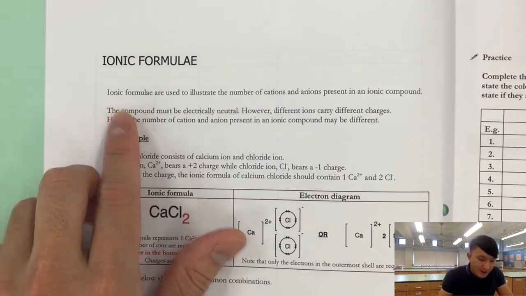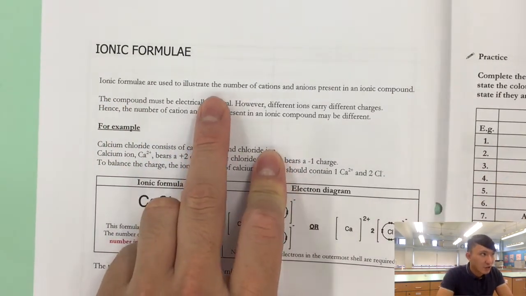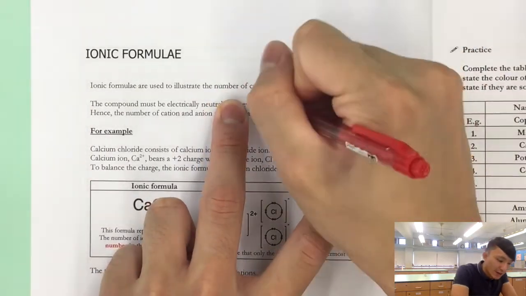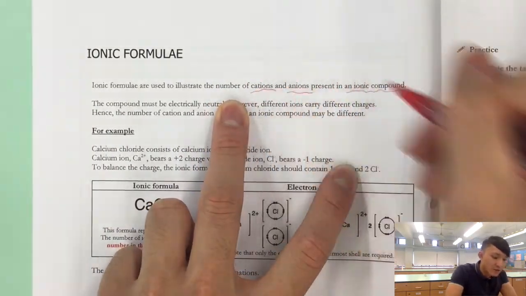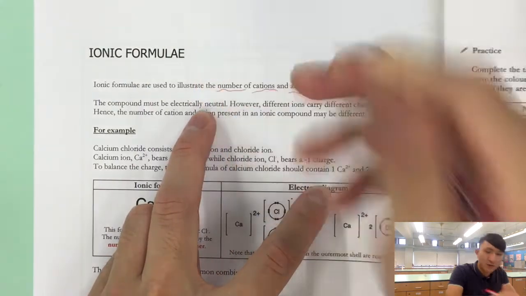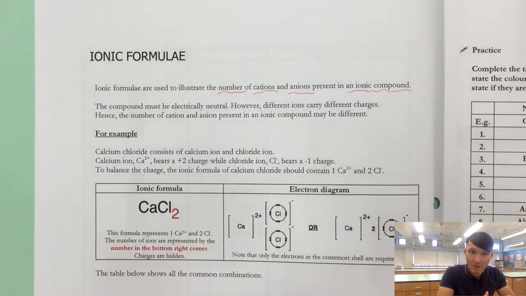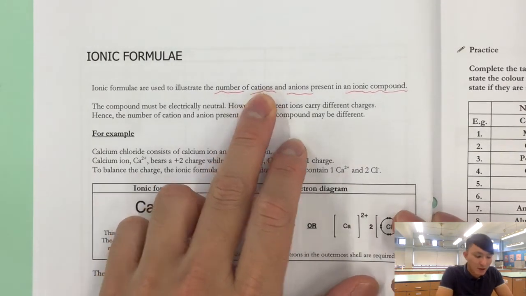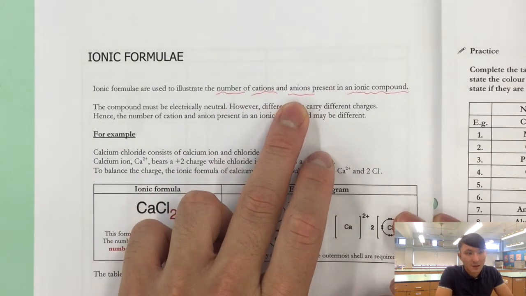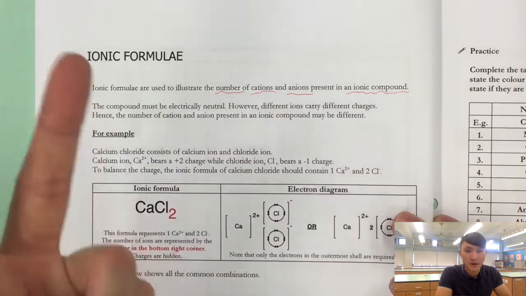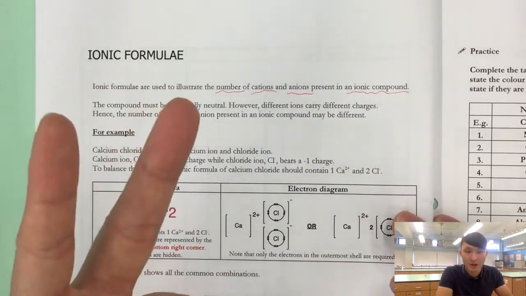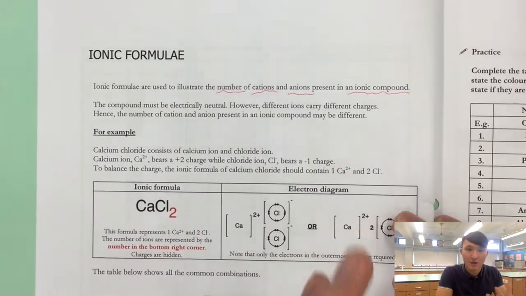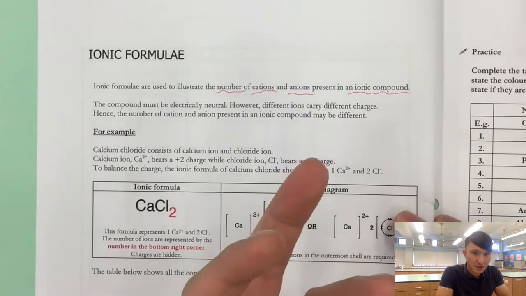Now ionic formulae are used to show you, for an ionic compound, what are the cations, what are the anions, and what are the respective numbers within a compound. It is not always one positive ion pairs with one negative ion. Sometimes we may have two positive ions, we may have two negative ions, something like that. And all of this boils down to whether or not the charges are balanced.